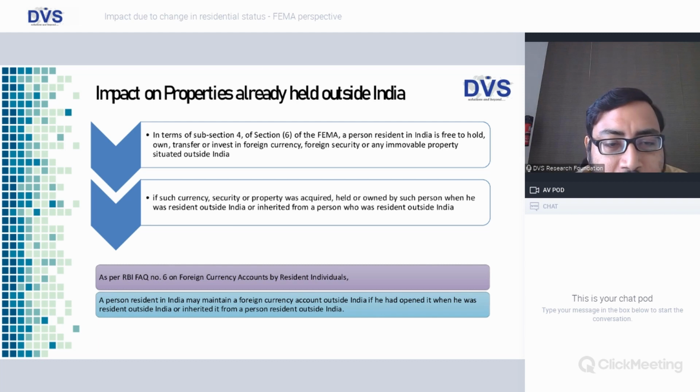And then there's one other FAQ that has been mentioned on the RBI's website as well, on foreign currency accounts held by resident individuals. A person resident in India may maintain a foreign currency account outside India if he had opened it when he was a resident outside India, or inherited it from a resident outside India. So a resident Indian, if he has opened any foreign currency account abroad when he was a non-resident, or if he has inherited any balance in a foreign currency account from another non-resident, he can continue to hold it even after becoming a resident. There are no restrictions on this part mentioned in FEMA.